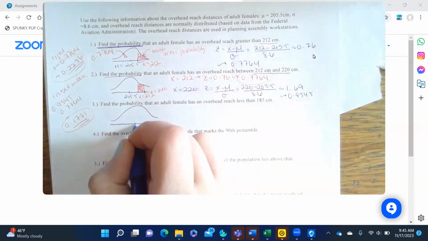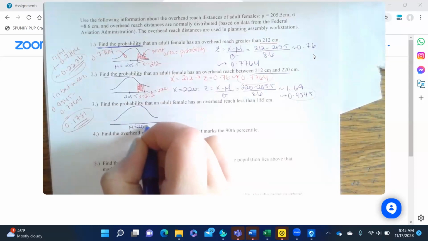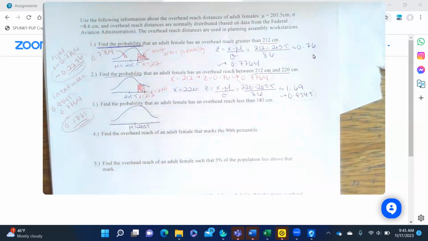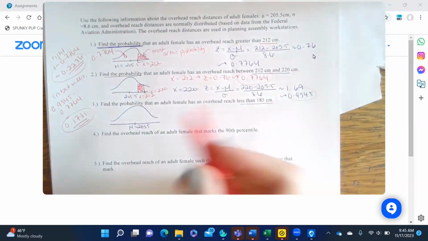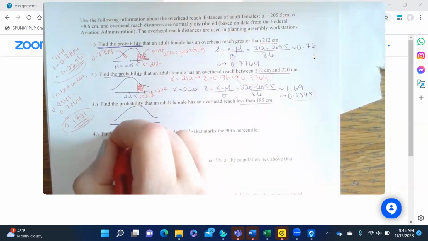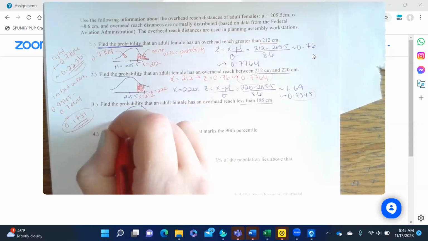All right, so our mean here is 205.5 again. This time we're going less than 185 centimeters. So 185 is on the left here. And I want values less than.